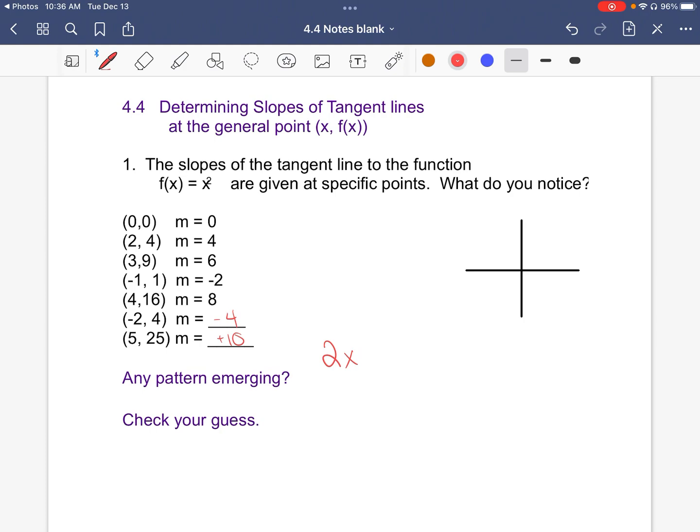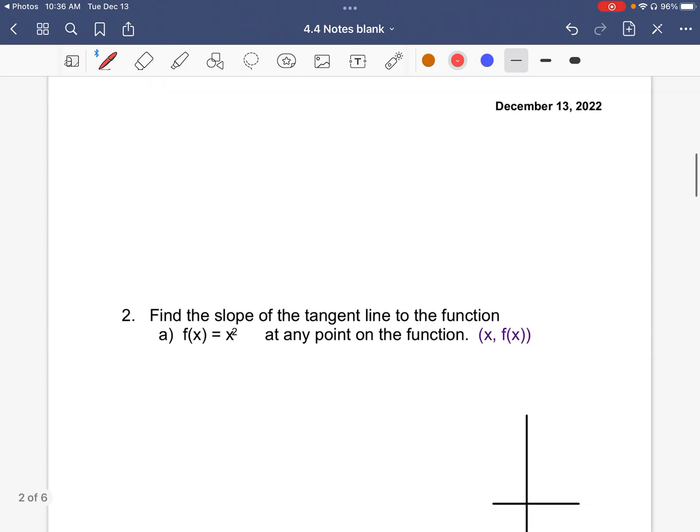With that in mind, we don't want to have to, for every single point that exists, find the slope independently or individually. So what we can do instead is find the slope at every point on that equation. So what does that look like?